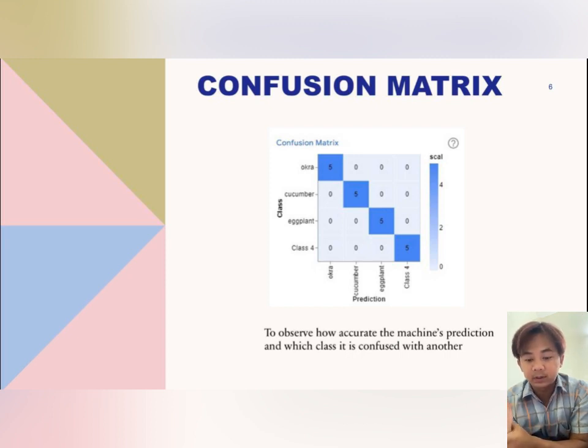Okay, let's go for the confusion matrix first. I chose 4 types of vegetables, which are okra, cucumber, eggplant, and carrot. At carrot there, I forgot to change the name, which is class 4. Okay, never mind. This confusion matrix is to observe how accurately the machine predicts and which class it confuses with another. As we can see, for okra the score is 5, which is very good accuracy. The same goes for the cucumber, eggplant, and carrot. All are 5.